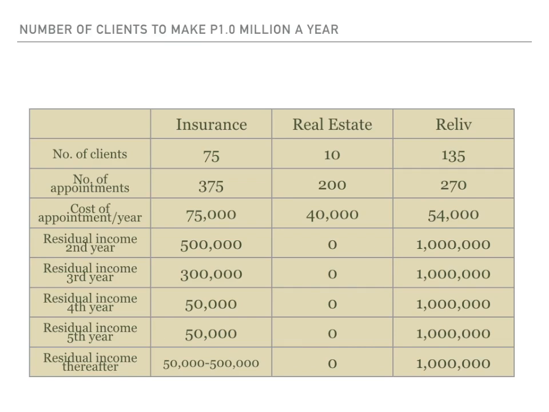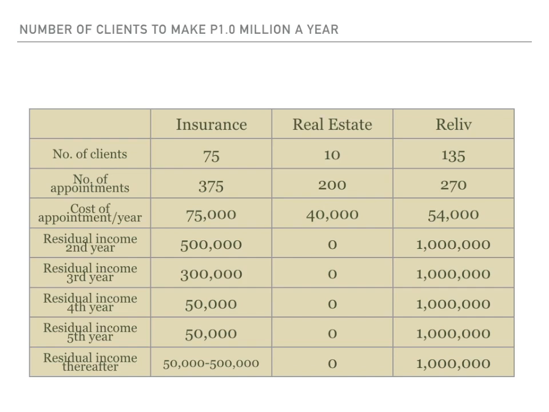Now, number of clients to make 1 million a year. If you're in insurance and you're only selling 1 million policies, you need 75 clients. That represents 375 appointments with a 1 to 5 close ratio. The cost of appointments per year is about 75,000. Your first year you earn 1 million, your second year you earn half a million, then 350,000 residual income thereafter.